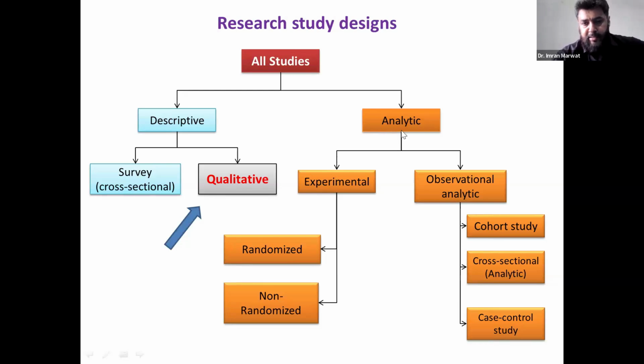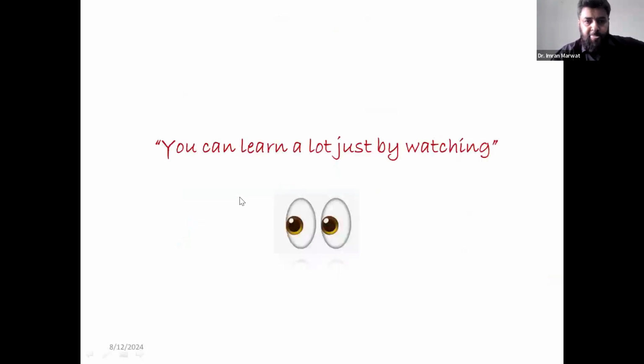And then analytical, by analytical we mean when we are comparing two different groups. If we are just observing those two groups, it comes under observational analytical studies. While if we are intervening in those groups, we are doing some kind of experiment, we want to introduce some new drug, new procedure, new operation procedure, etc., it comes under experimental, randomized and non-randomized control trials. This is analytical. Qualitative comes under this descriptive part, because we are going to describe things.